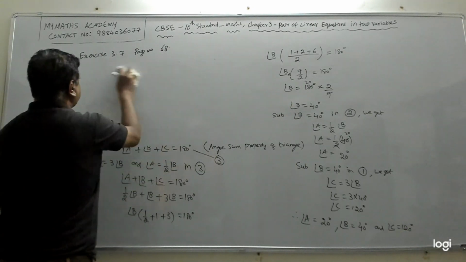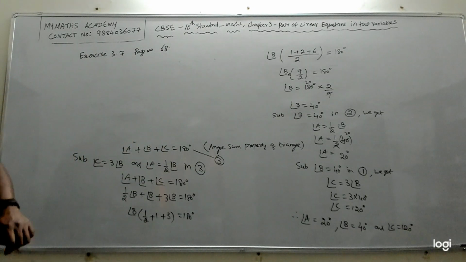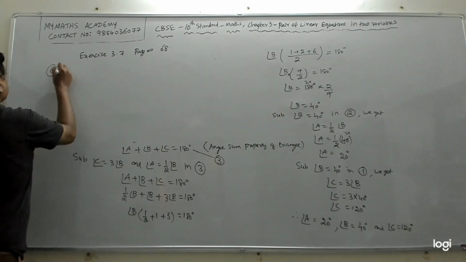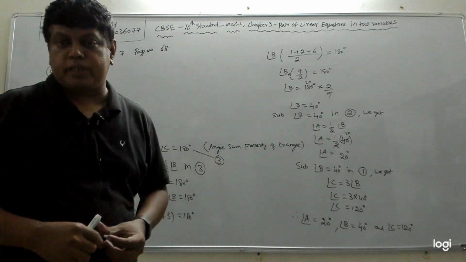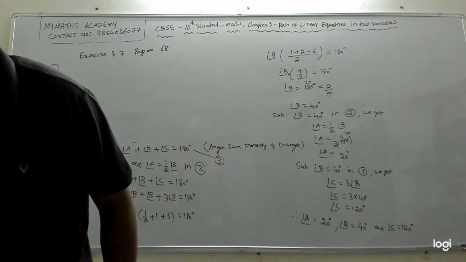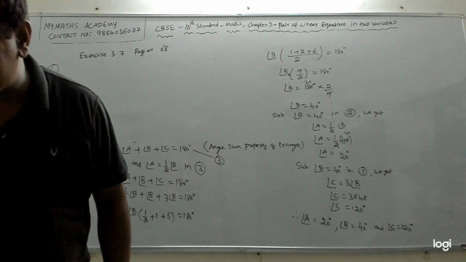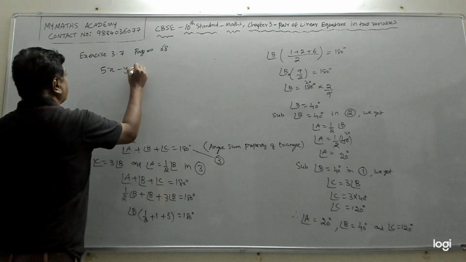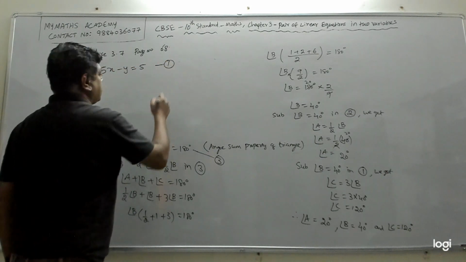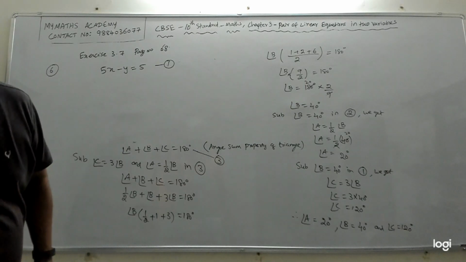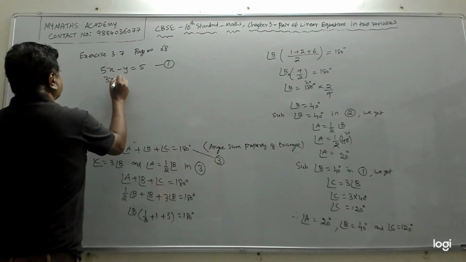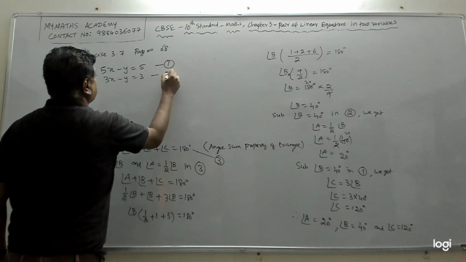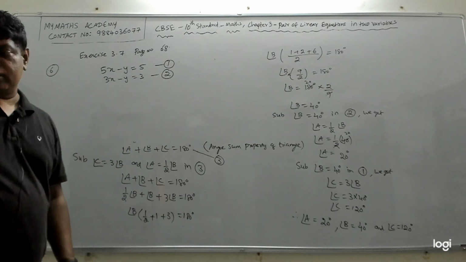It's a graph which we have done many times. I will do it still. So the sixth question says: draw the graphs of the equation 5x minus y equal to 5. We have drawn the graph for 5x minus y equal to 5. This is one equation. And also we should draw the graph for 3x minus y equal to 3. These two we have to draw the graph.